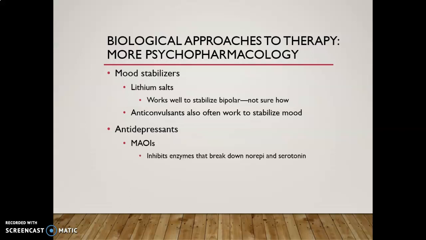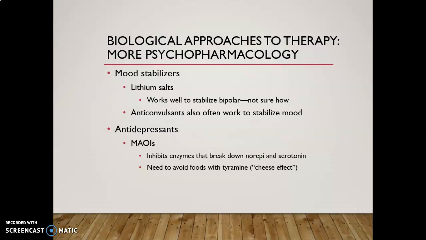These work by inhibiting enzymes that break down norepinephrine and serotonin. Norepi is how I abbreviate norepinephrine because it's a very long word. And we know that increased amounts of norepinephrine and serotonin tend to increase mood. So we're simply stopping the breakdown of these neurotransmitters to increase mood. The problem with MAOIs is that they have some nasty side effects, most notably something called the cheese effect.